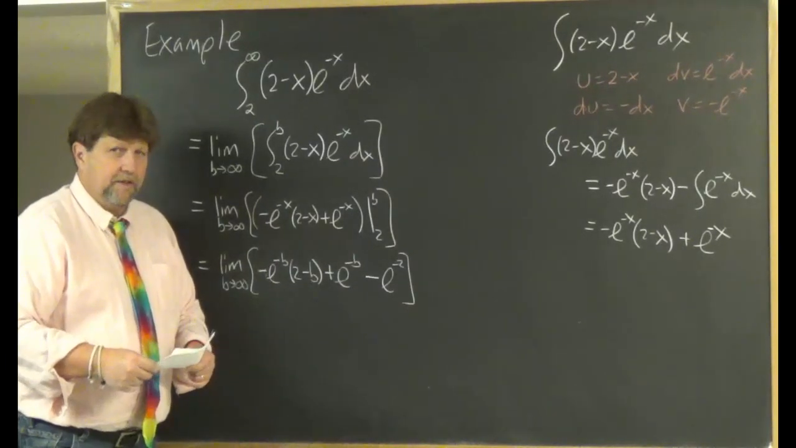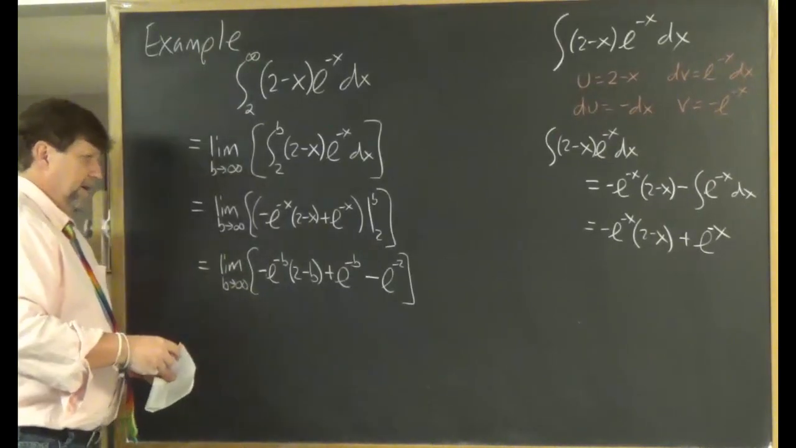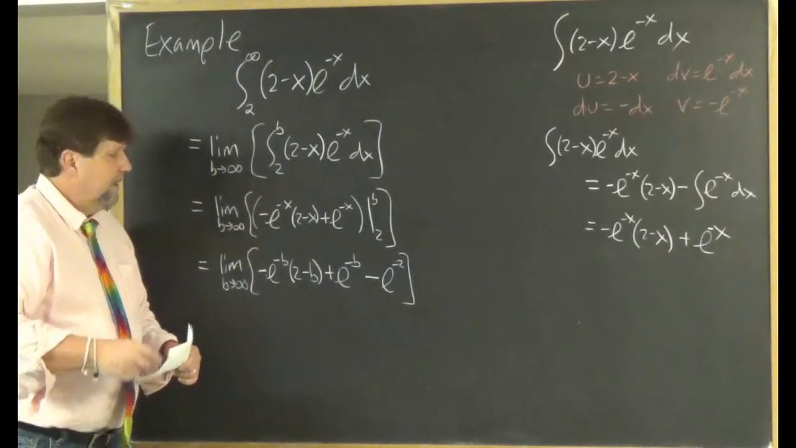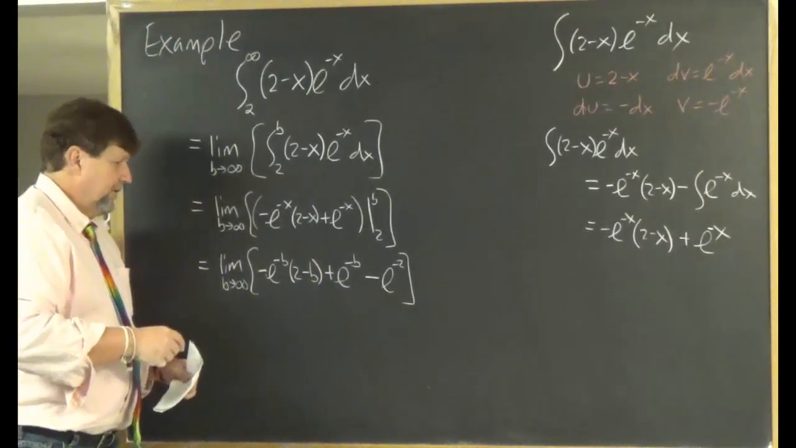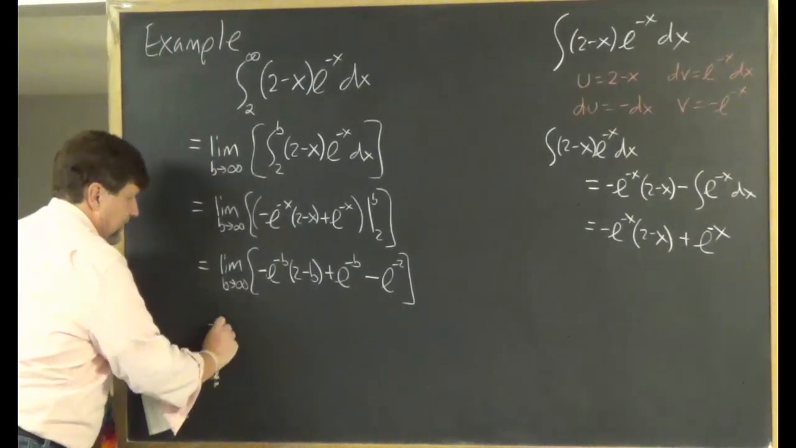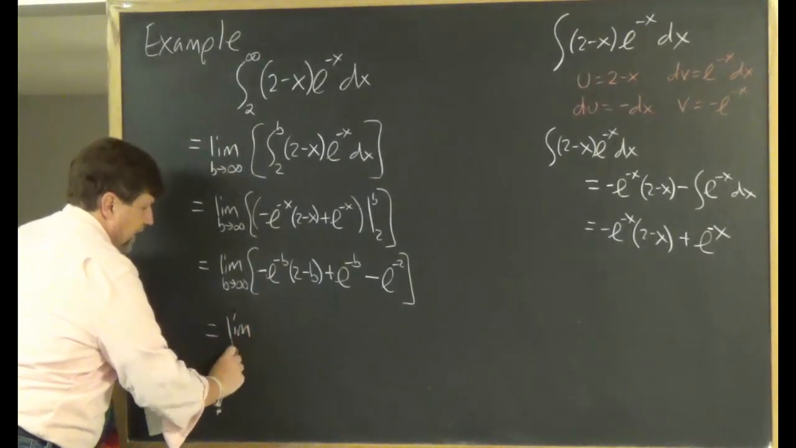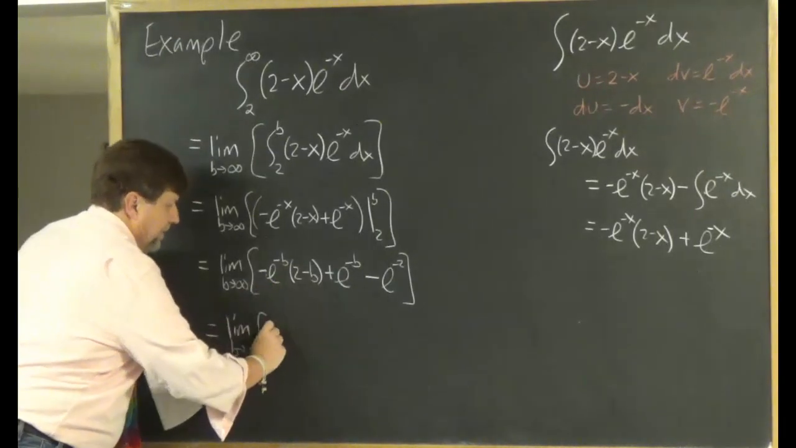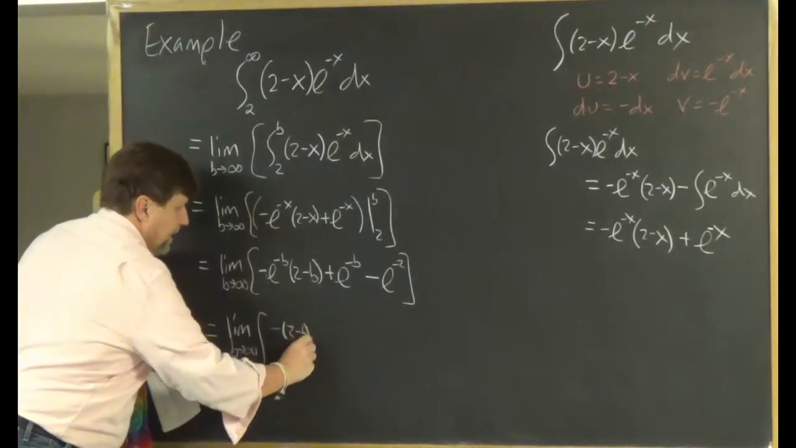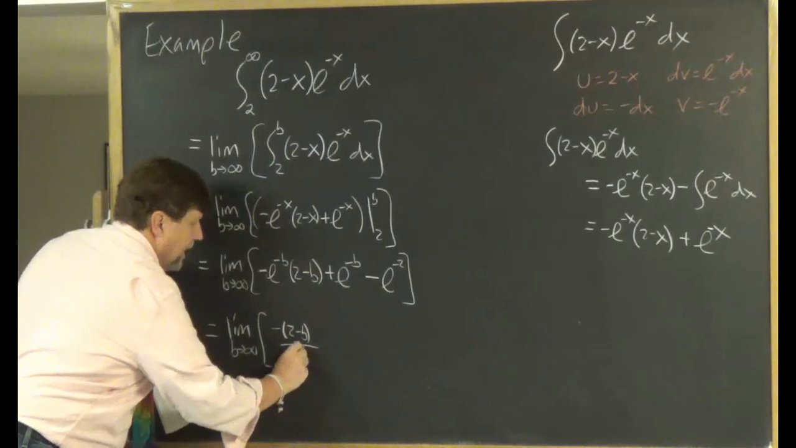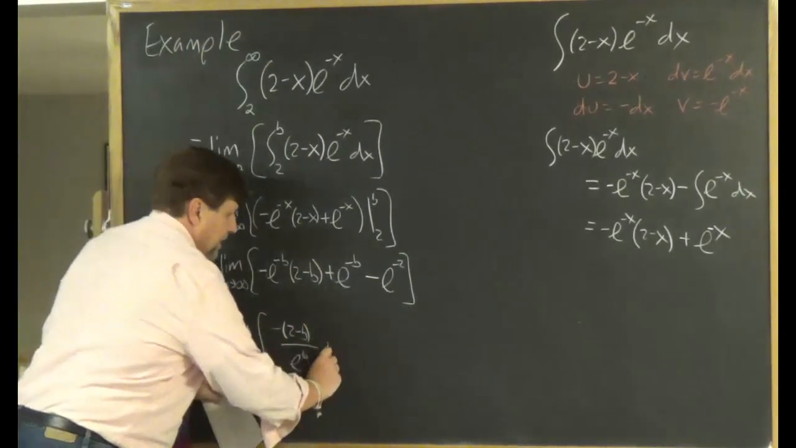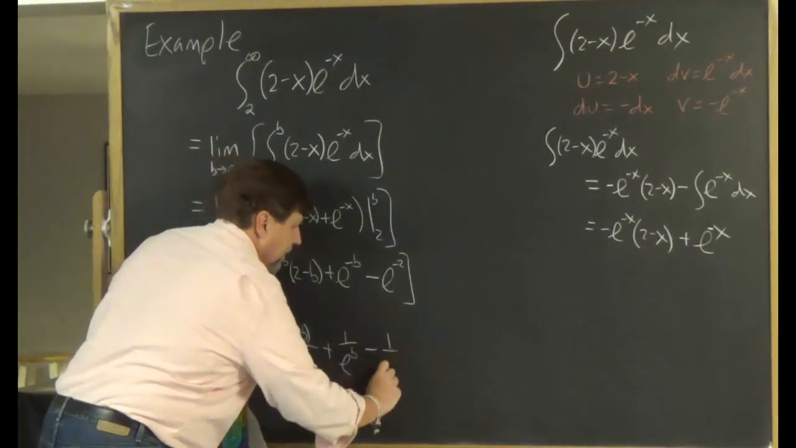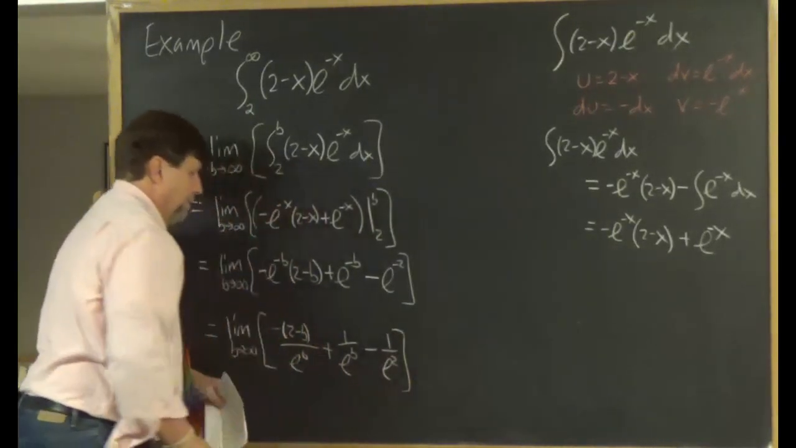Let me get rid of negative exponents, because I see a problem right here in doing this limit. So there's an issue there. If I get rid of the negative exponents, that might shed a little light on things. So this would be what? The opposite of 2 minus b over e to the positive b. This is 1 over e to the b, and this is just a 1 over e squared.